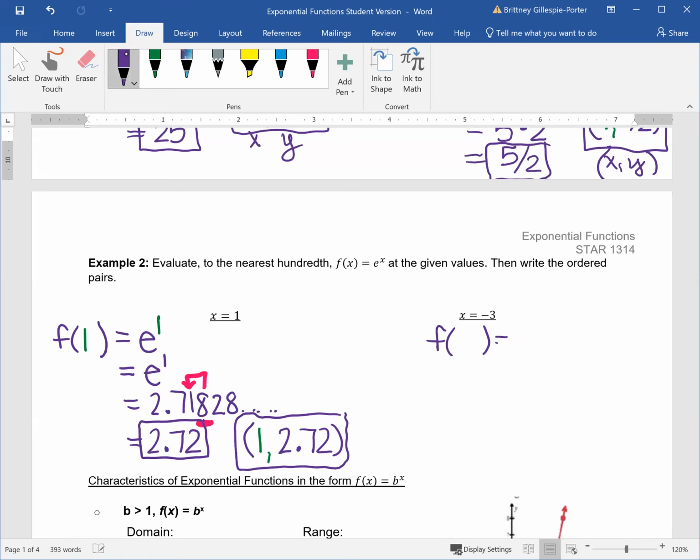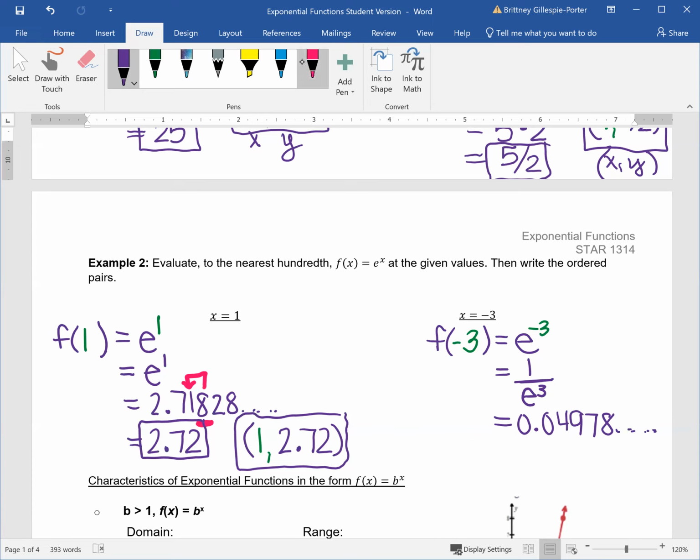Let's do the problem again. This time we're going to plug in -3. So f of -3 gets us e to the -3. If you want to rewrite this with positive exponents, you can. It would become 1 all over e to the positive 3. Or you can plug it directly into your calculator, because we're going to get a decimal anyway. You should be getting 0.04978, so forth and so on.